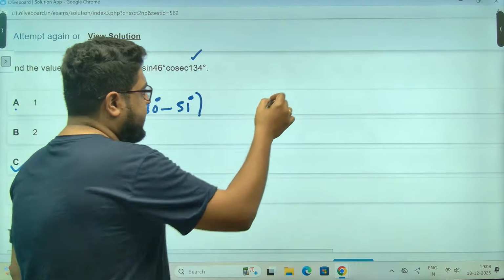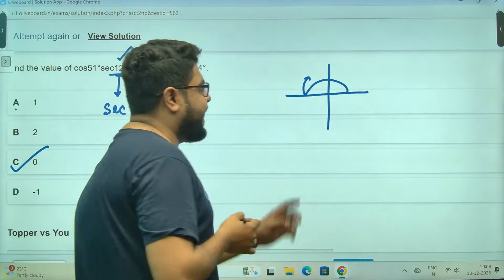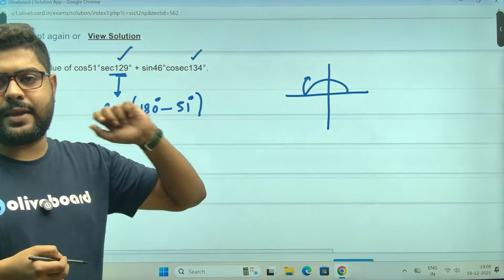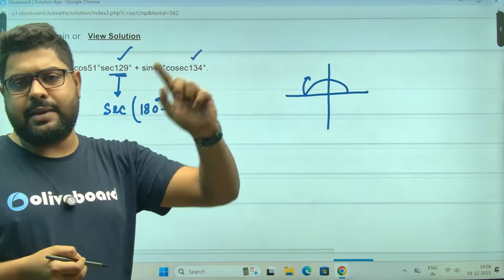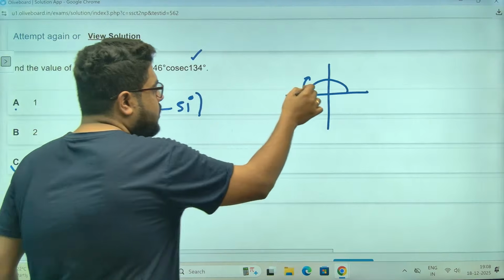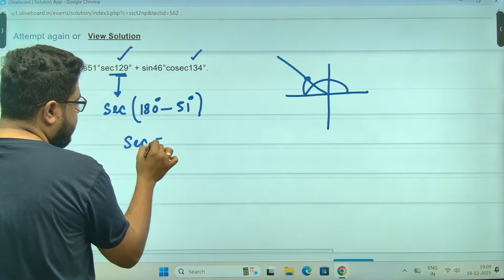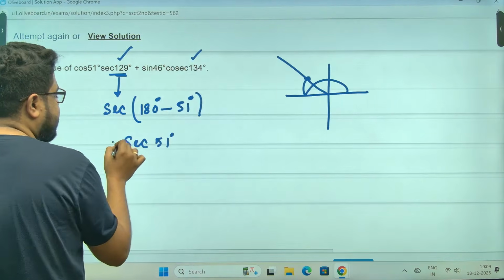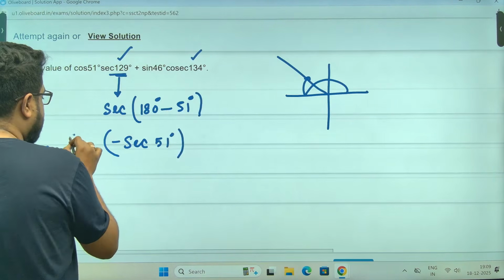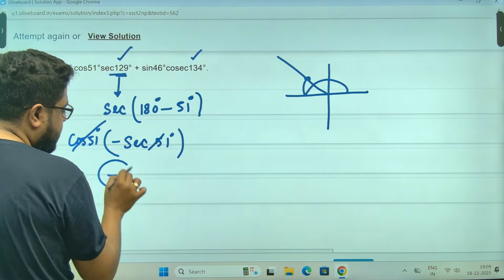Now, 180 minus 51, sir, I told you, anything from the x-axis, sec will remain sec, cosec will remain cosec, tan will remain tan, sine will remain sine. So sec will remain sec, 51 degree. Now second quadrant, cos and sec are negative, sir. So cos 51 into sec 51 cancels, this is minus 1.